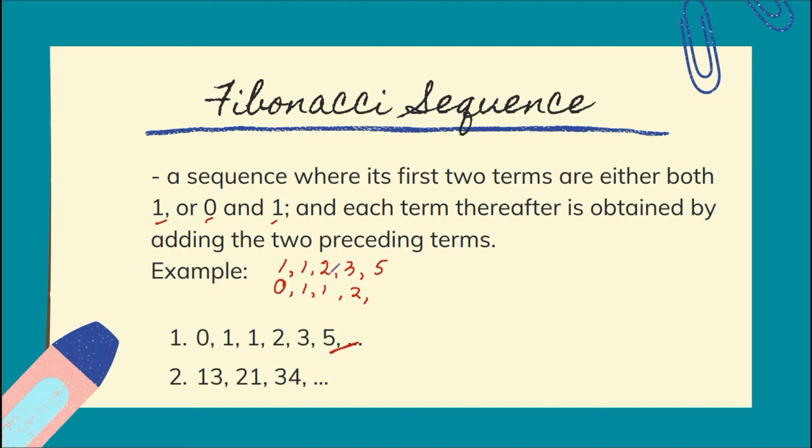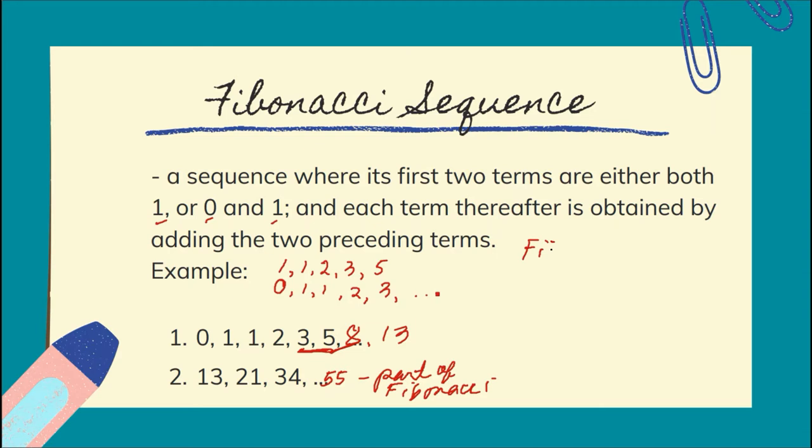Okay po. And then, we also have another example here. 13, 21, 34. 13 plus 21 is 34. So, 21 plus 34, that is 55. Right? Okay. So, this one is called the part of Fibonacci. So, part siya ng Fibonacci sequence. Kasi, if you go on with this, like for example, 3 plus 5 magiging 8, 5 plus 8 is 13, and so on. Okay, magkocontinue siya.